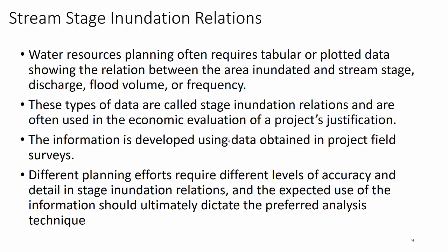Water resource planning requires tabular and plotted data showing the relationship between the area inundated and stream stage, discharge, flow and frequency. You've got to know where the water is coming from and where it's going and how it's moving, especially during significant rainfall events. These types of data are called stage inundation relations and are often used in the economic evaluation or justification for a flood control project, an irrigation project, or other projects. So as engineers, we have to be able to show the value of the project in terms of stage inundation. That is, how stage changes with flow.